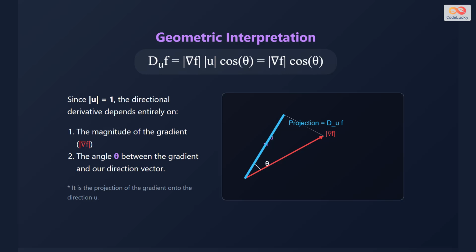Since the directional derivative is a dot product, we can interpret it geometrically. The formula becomes the magnitude of the gradient times the cosine of the angle theta between the gradient and our direction. Because the magnitude of our direction vector u is 1, it simplifies to just the magnitude of the gradient times cosine theta. Effectively, we are projecting the gradient vector onto our chosen direction line.